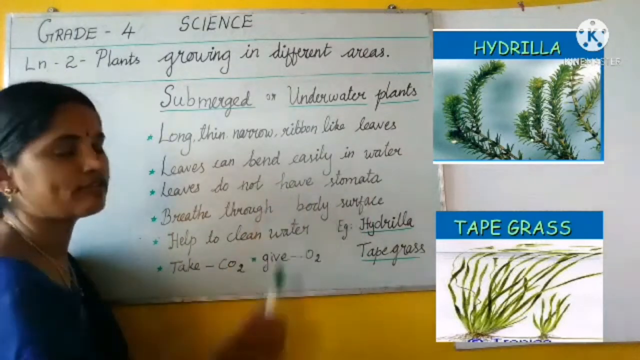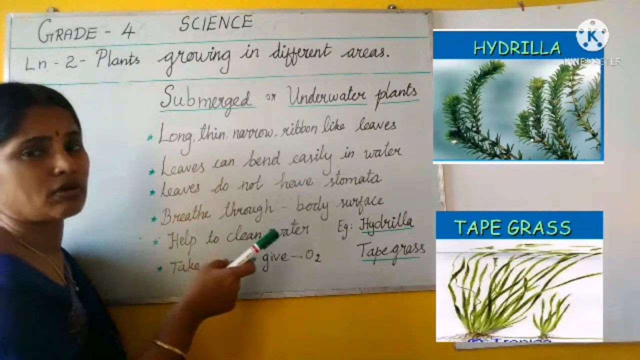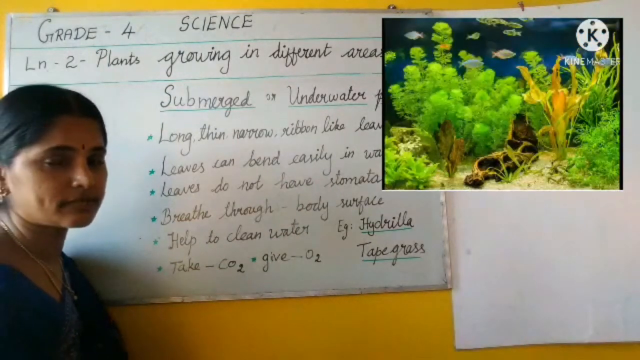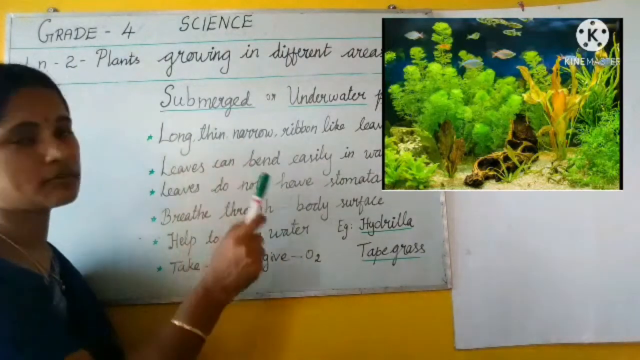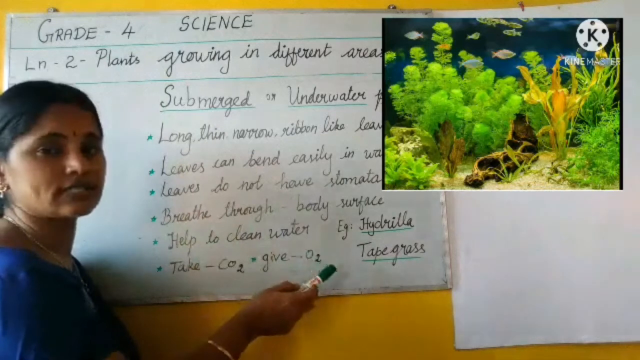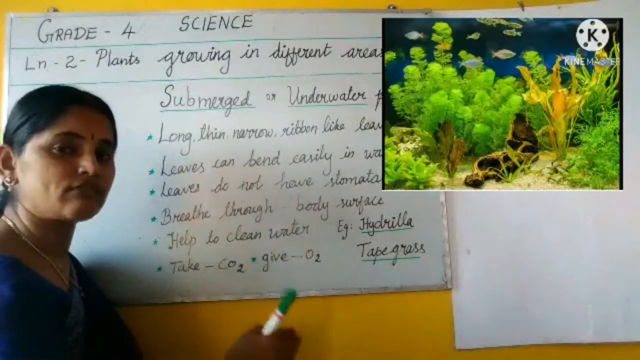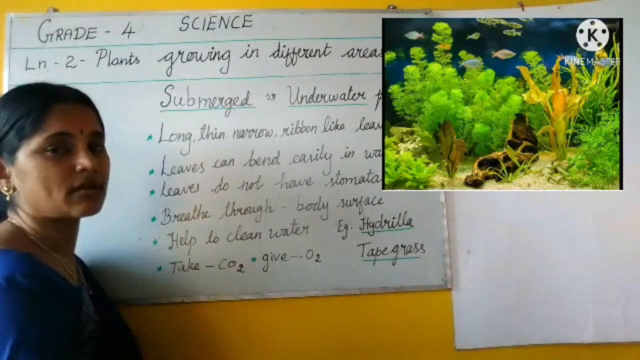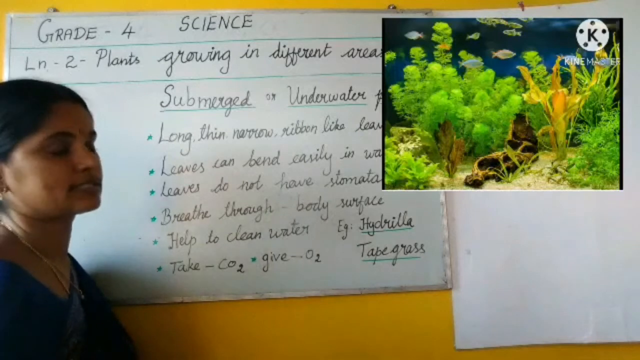Hydrilla. Look at the leaf of this hydrilla. And tape grass. By the name itself, you know the leaves are grass-like leaves. These plants only they keep in the aquarium. They keep them in the fish tank. Have you noticed that? Why only submerged plants and not floating plants? Because oxygen is needed for the fishes. That oxygen is given out by hydrilla or tape grass. That's why we can grow the tape grass inside the aquarium.